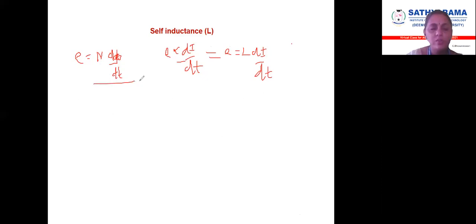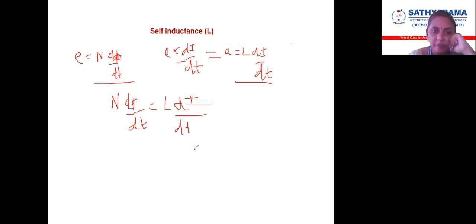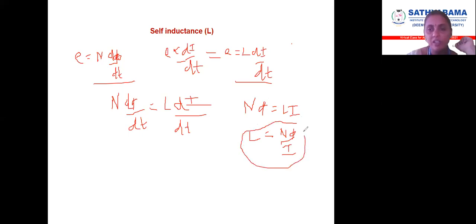Now this is also EMF and this is also EMF. So I will equate the right hand sides together. So N d phi by dt is equal to L into di by dt. Now, considering the rate of change to be negligible, I neglect d by dt. So I take it as N phi is equal to L into I. Or the inductance L is equal to N phi by I.